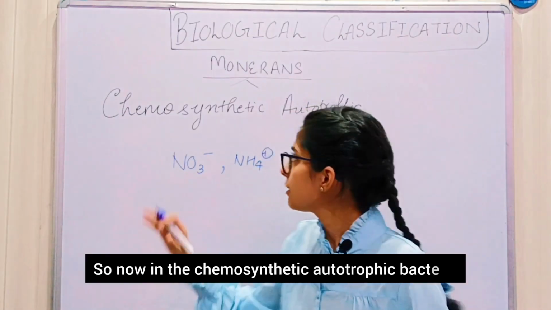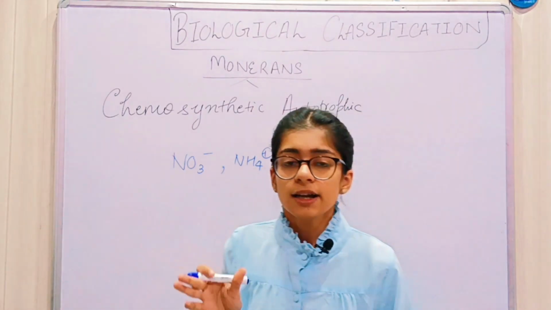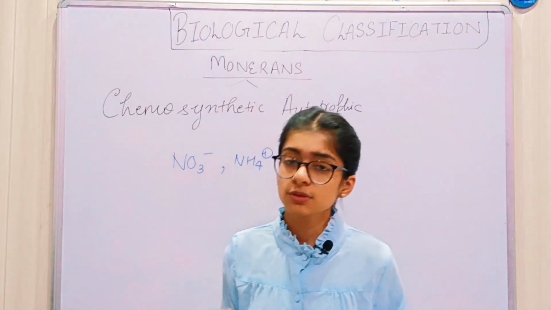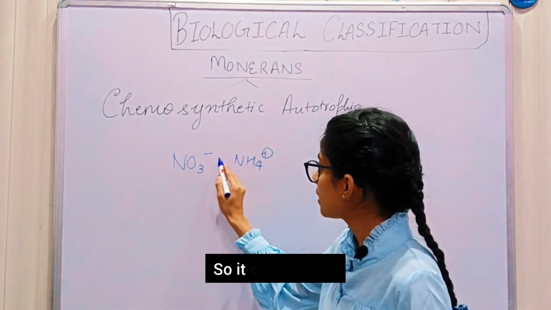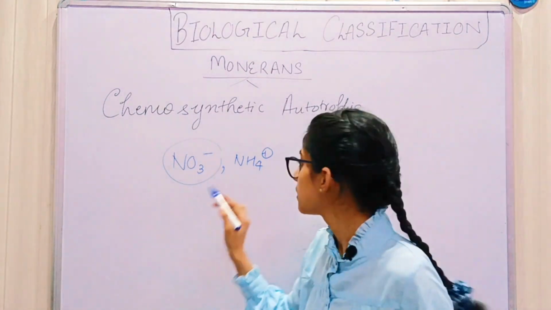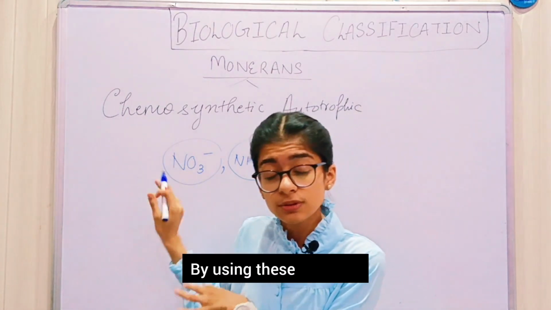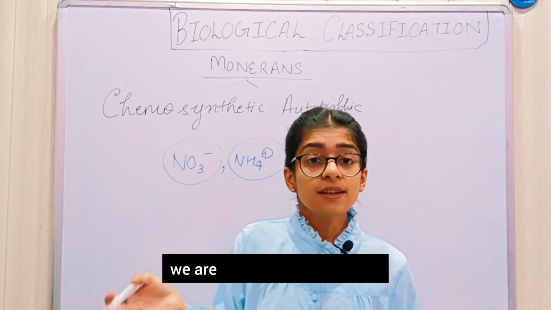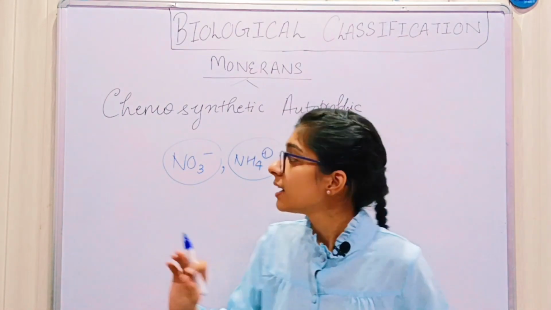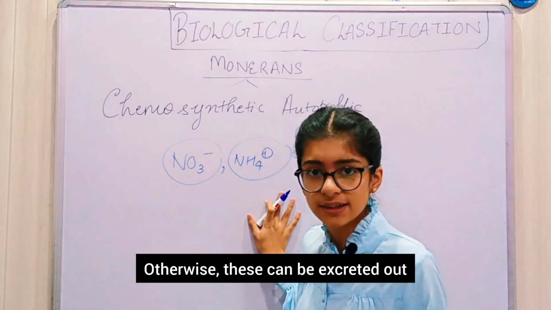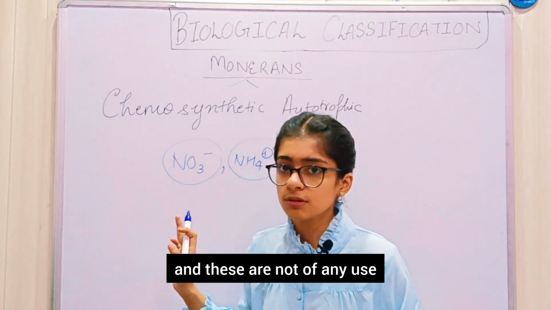So now in the chemosynthetic autotrophic bacteria, I told you many oxidants are used. So what are those oxidants? It can be NO3 minus, the ammonium ion NH4 plus, and by using these oxidants, we are recycling the nutrients. Otherwise, these can be excreted out and these are not of any use.